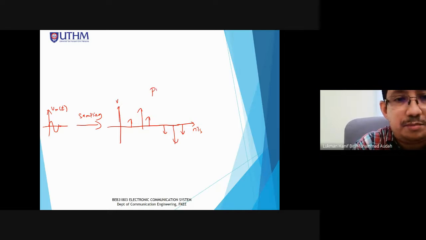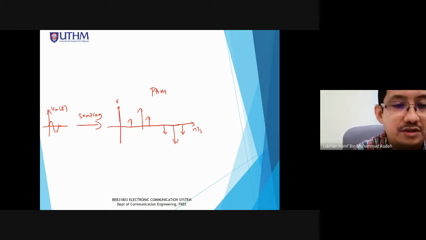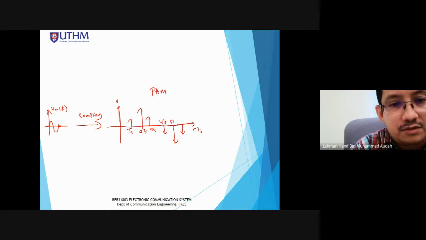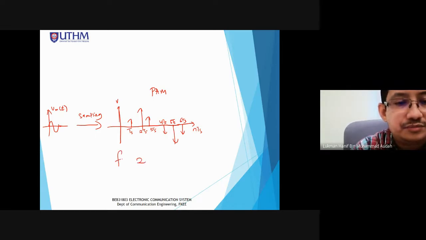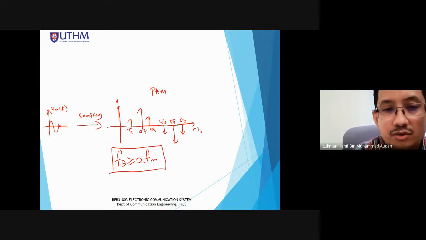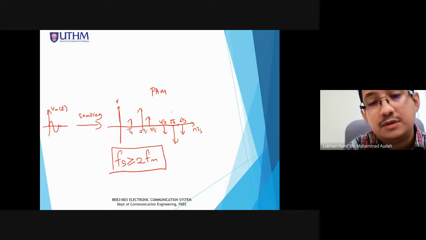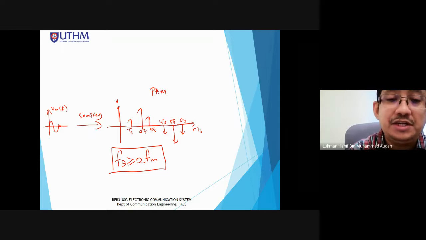So this is PAM signal, pulse amplitude modulation signal, and we sample at TS, 2TS, 3TS, 4TS, and so on, 5, 6TS. Okay, and remember that we need to sample at more than or equal to 2M. Okay, so PAM signal ini masih dalam bentuk analog. Okay, this is analog. It is not yet digital, belum sampai digital lagi.